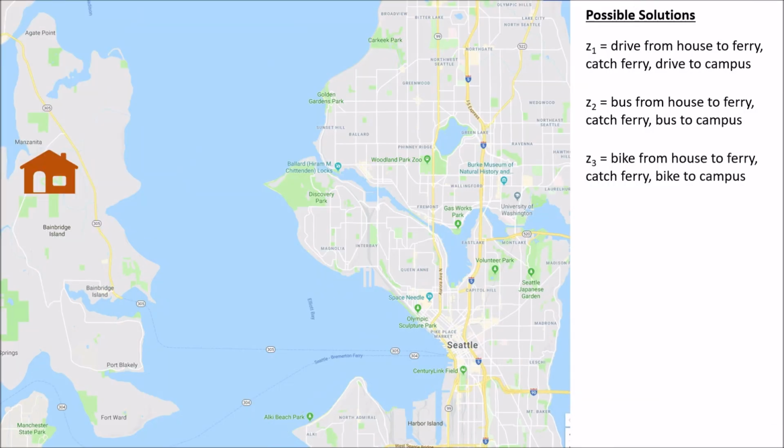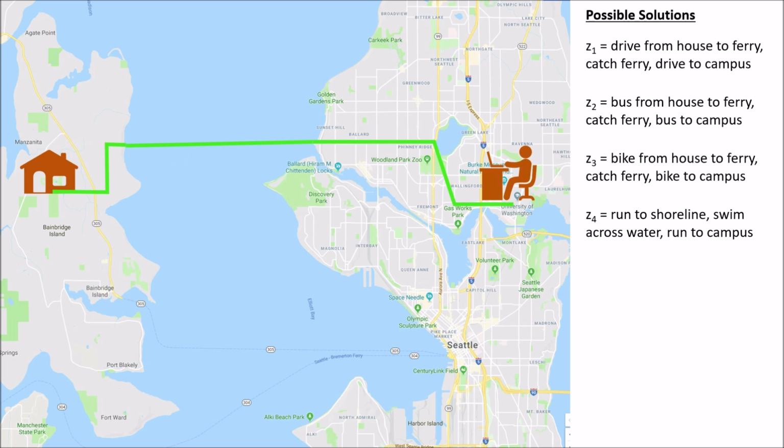Why don't we think outside the box a little bit? I could maybe now run from my house to the nearest shoreline of Bainbridge Island, hop in the water and swim 5 miles across the Sound here, and then Forrest Gump it to campus and arrive more tired than that creepy dwarf in Snow White. But you know what? Z4, where I run, swim, run, is actually a feasible solution.